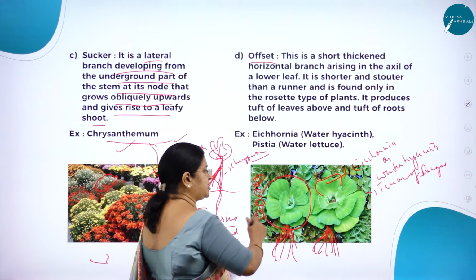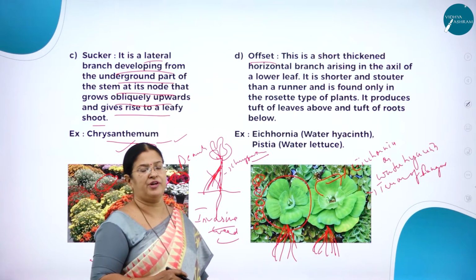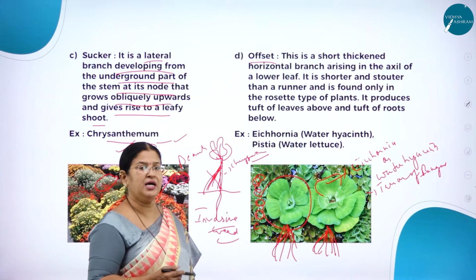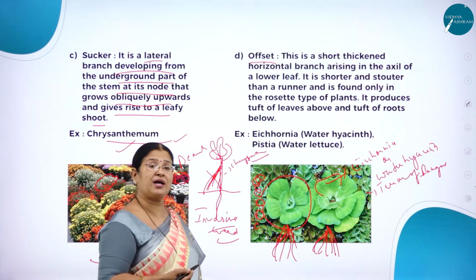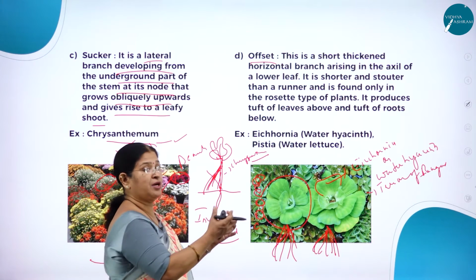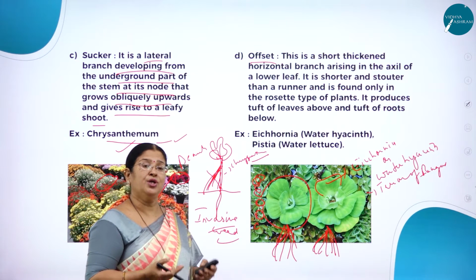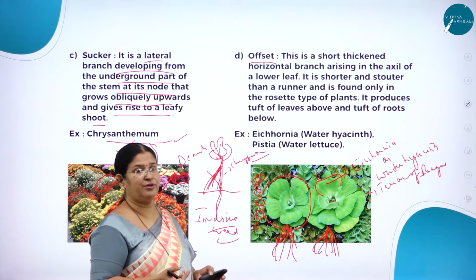offsets. So that is how it is going to spread all over the water body, depleting the water of oxygen, thereby killing the aquatic animals. Why do the aquatic animals die? Because they are deprived of oxygen. This absorbs all the oxygen that is found in the water body. Obviously, when there is no oxygen, the animals are going to die.